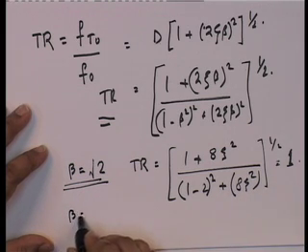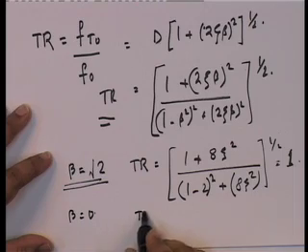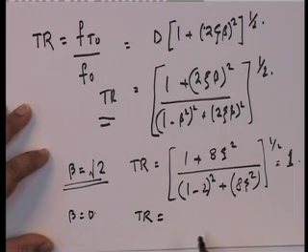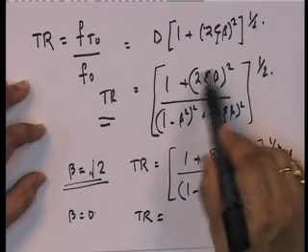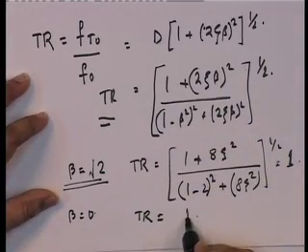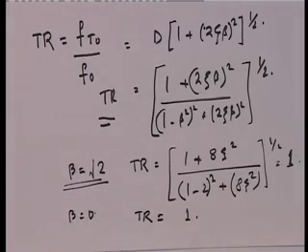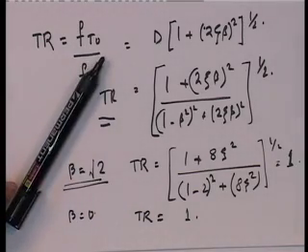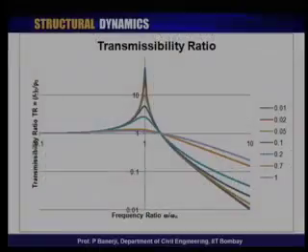Look at beta equal to 0. At beta equal to 0, this becomes 0 and this becomes 0. So it is 1 upon 1, the transmissibility ratio is 1. Okay. Let us look at how the transmissibility ratio looks.